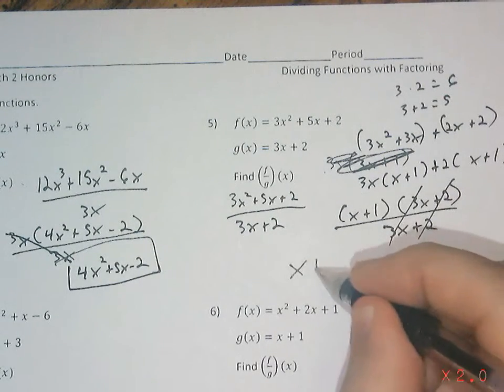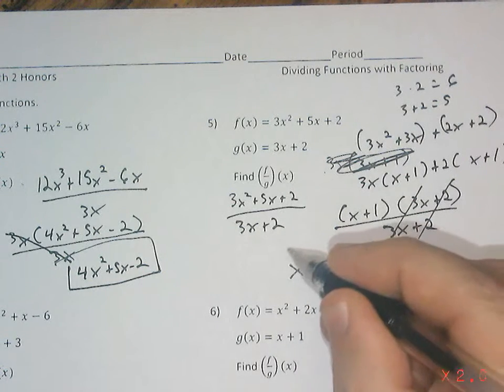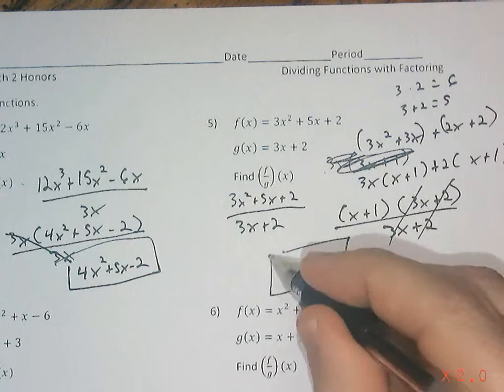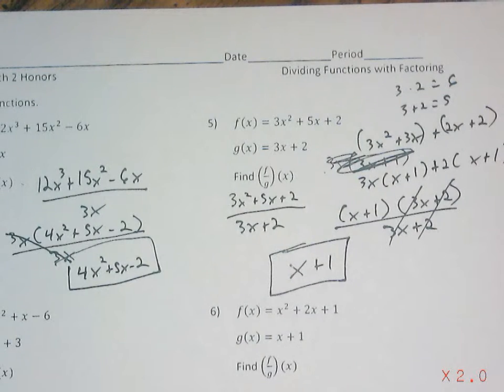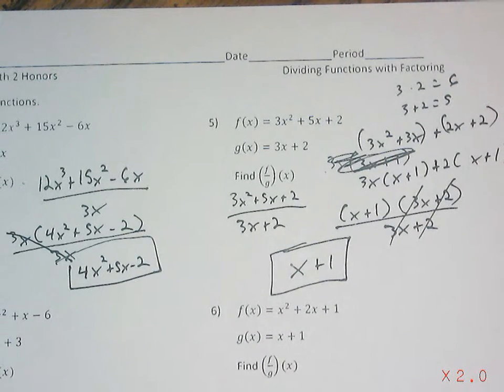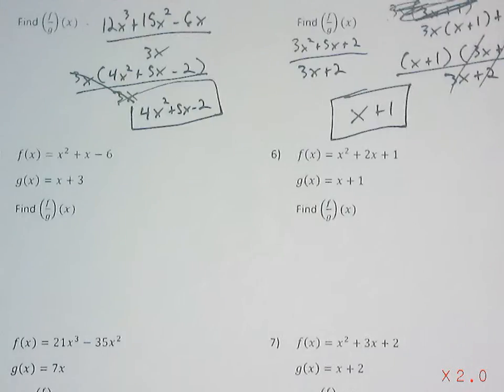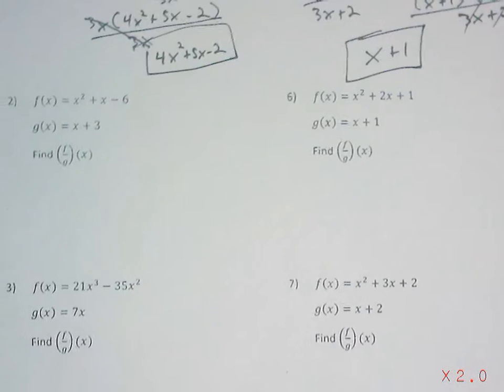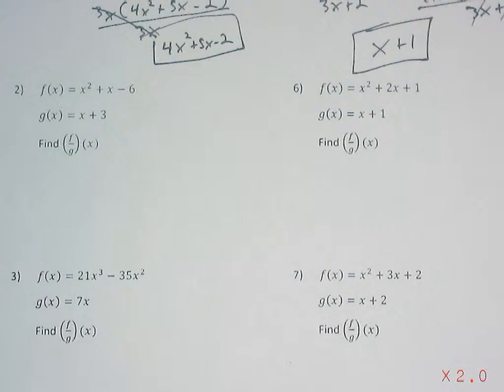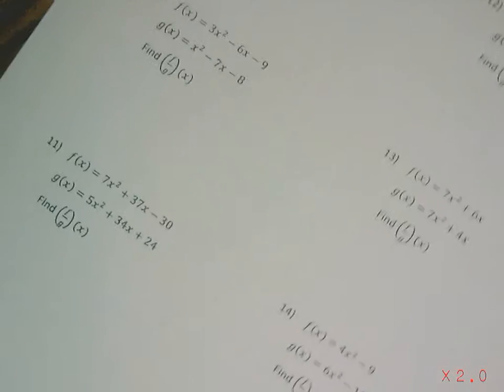So all that I'm left with at the very end is x plus 1. See how that factoring know-how has helped us on this, made it a little bit easier. That's all we're basically doing on this worksheet. It doesn't really get that much more complicated than that.